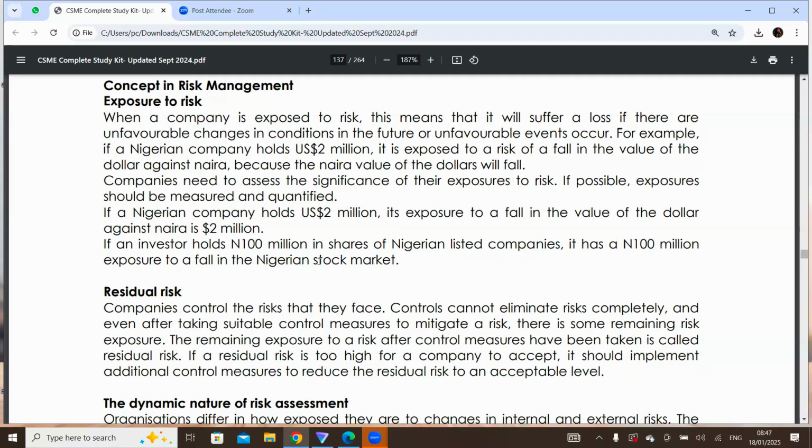Like last year when the CBN had a plan to regulate the dollar, right? And companies started to face foreign exchange risks. At the same time, if you hold Naira, you are also exposed to foreign exchange conversion risks. So you may think you have 100 million in Naira, but if you look at the international value of that 100 million Naira, it may not have the same value as at the time you put it in. So that is exposure to risk. It means that a company will suffer a loss if there are favorable or unfavorable changes that occur in the future.